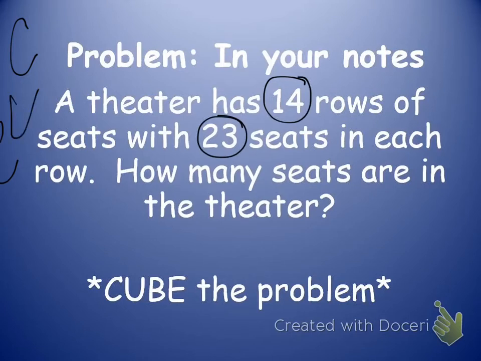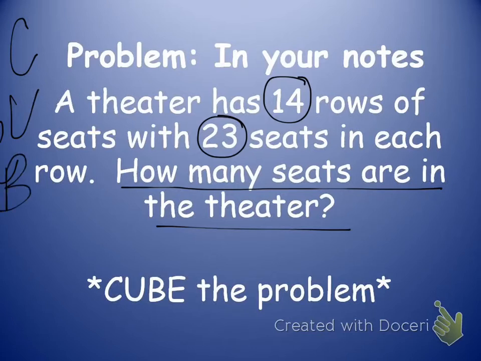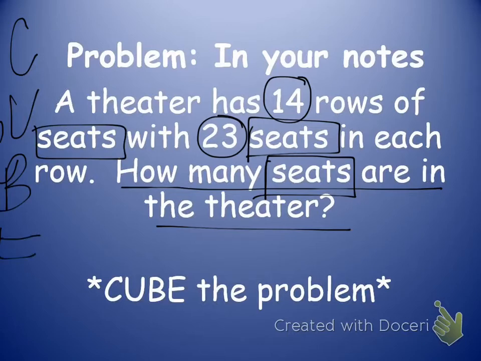U stands for underlining the question, so I'm going to go ahead and do that. How many seats are in the theater? So I know I'm trying to find out how many seats total I have. Remember that it's very important to box in all important words. I think that seats is going to be my important word for this problem because that will end up being my label at the end of the problem. E, eliminate any information I don't need.